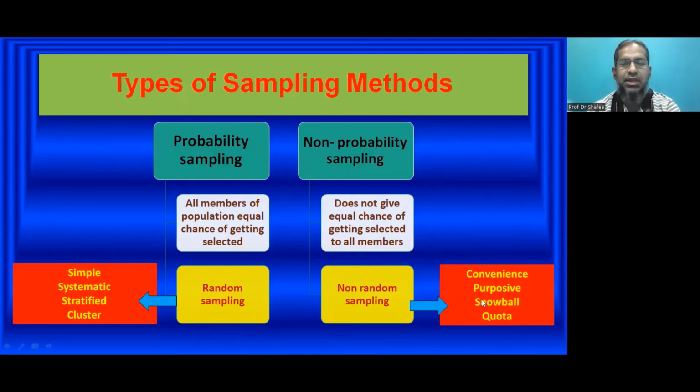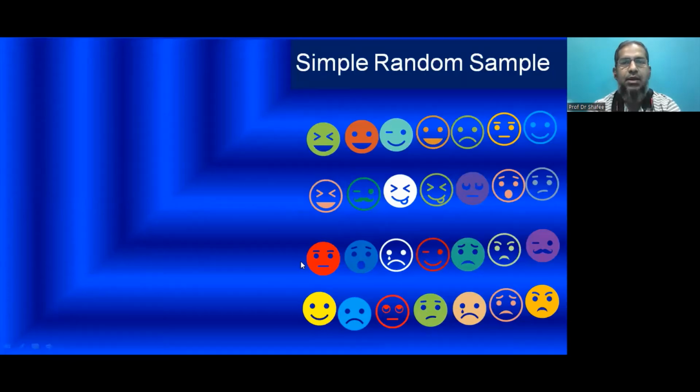So convenience sampling and quota sampling are most commonly used in non-random sampling. Now coming to the simple random sample. In this sampling method, we have to make a list of units in the sampling frame. Suppose we have a population of 5,000 and from that we need to select 500 people.